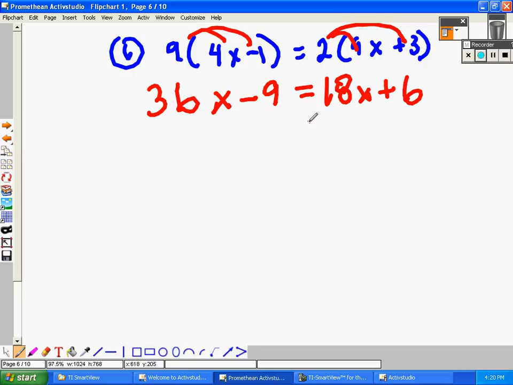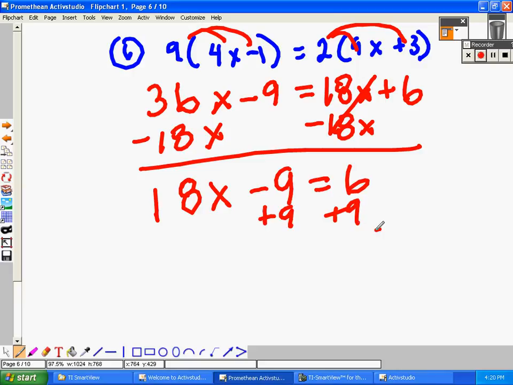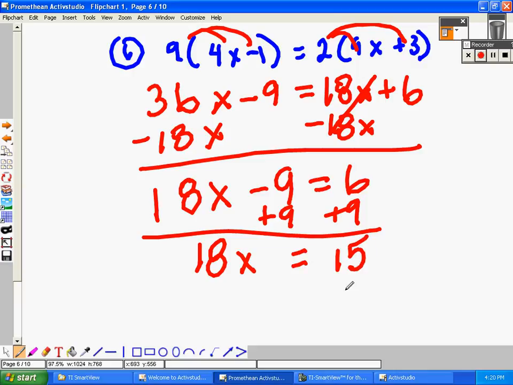Now I have to isolate my variables and my numbers. So let's move the 18 over. It's a positive 18x, so if I subtract 18x on both sides, it'll cancel out here. And it'll come over to this side, which would get me 18x minus 9 is equal to 6. I'm going to add 9 to both sides so I could isolate my variable. Now I have 18x equals positive 15. Last step, divide by 18.